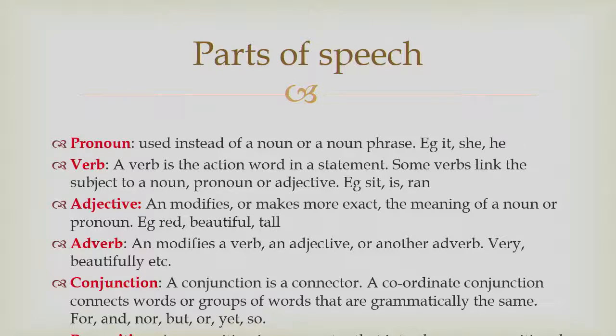The first group that we're going to look at is the pronoun. Pronouns are used instead of a noun. These are words like it, she, he. Verbs, action words in a statement. Some verbs link the subject to a noun or pronoun. For example, sit is an action word. Is, as in he is sick, just links the subject to a noun.